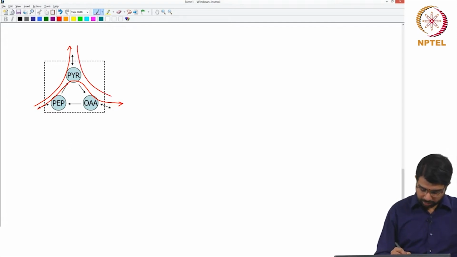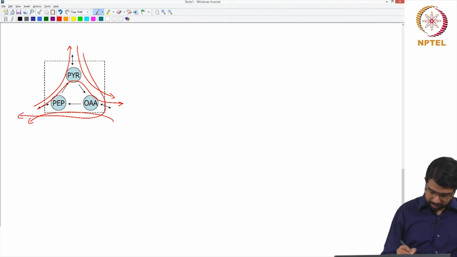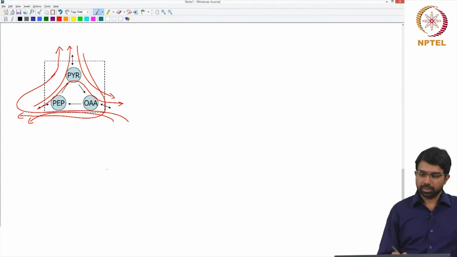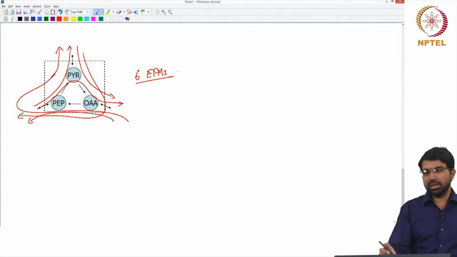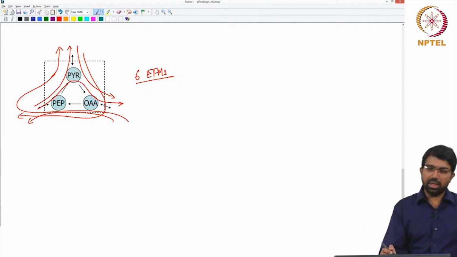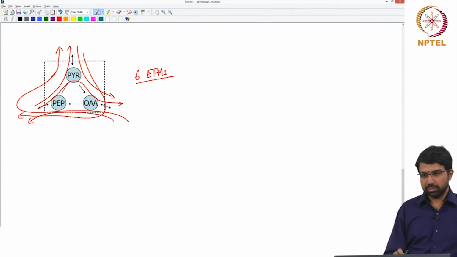So you can have something that goes like this, something that goes like this, and something that goes like this, and something that goes like this. There are 6 EFMs, every start and every end, right. You can identify if there is an EFM beginning at any particular reaction and going all the way up to any other reaction.